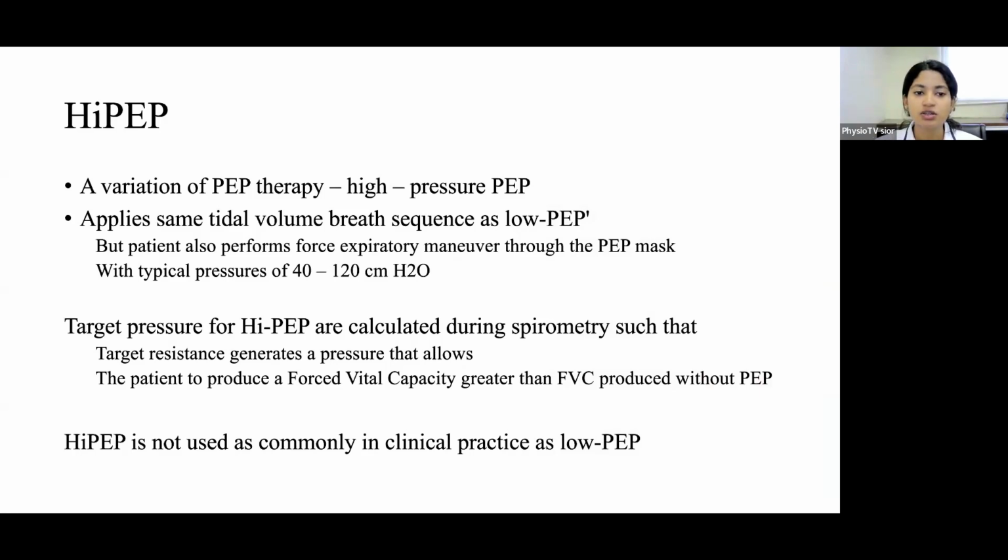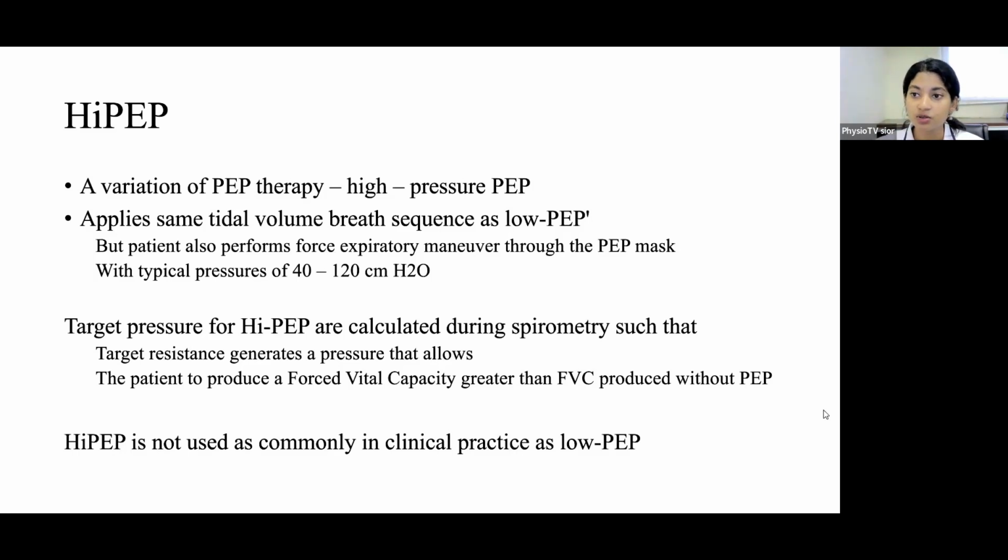Okay, so the tidal volume and the breath sequence that was followed for low PEP therapy would be the same for high PEP therapy, but here the patient performs the forced expiratory maneuver into the PEP mask or into the PEP mouthpiece device. Okay, and the pressure that will be generated for this technique must be between 40 to 120 centimeters of water. Now, how do you decide how much pressure you would suggest for a patient? So the target pressure for this therapy will be calculated based on spirometry investigations.